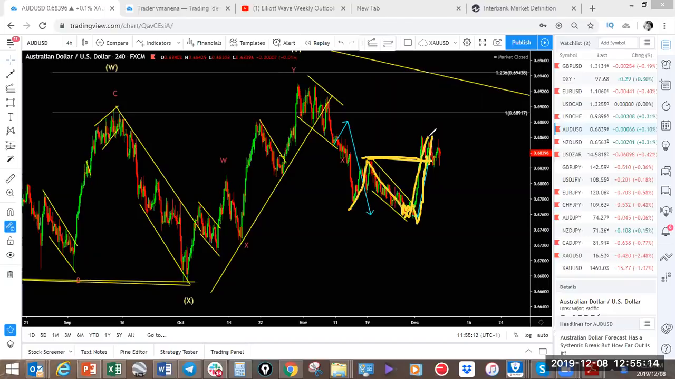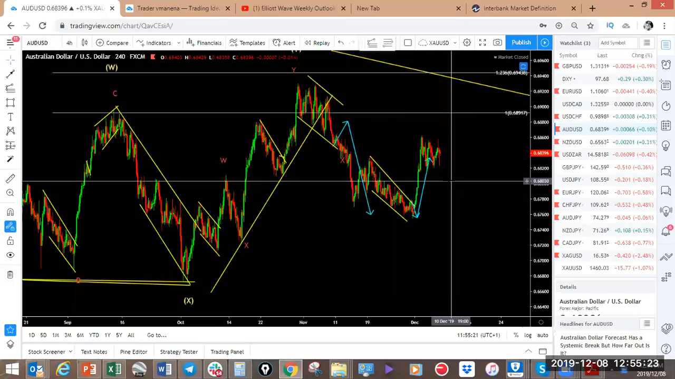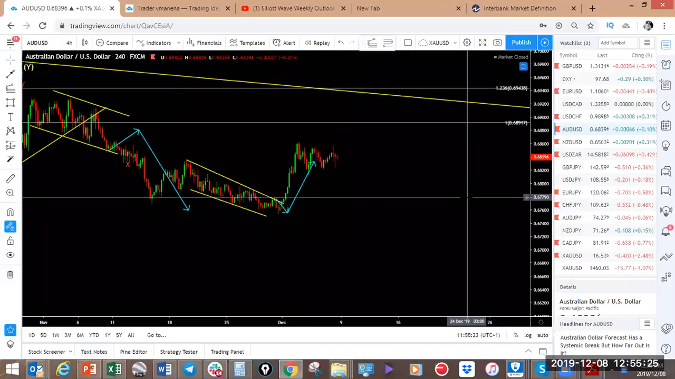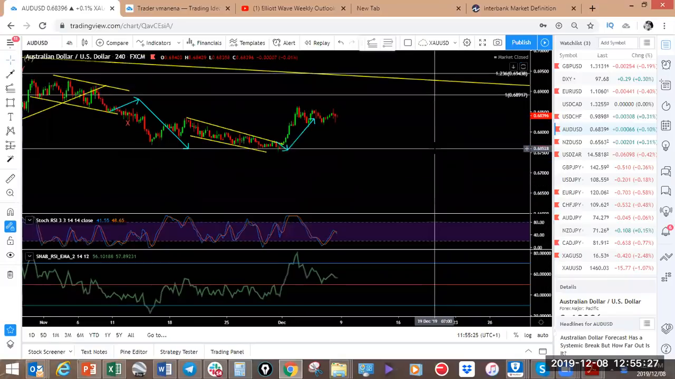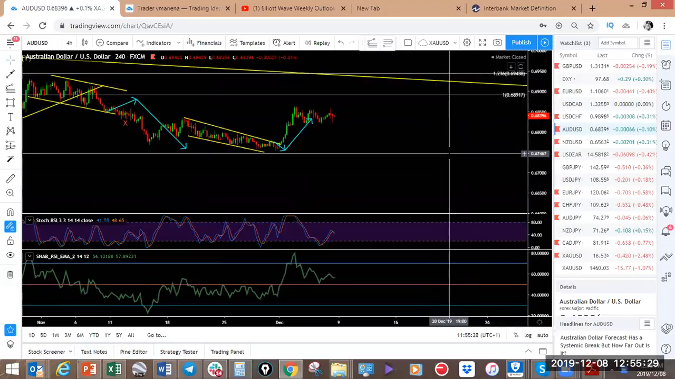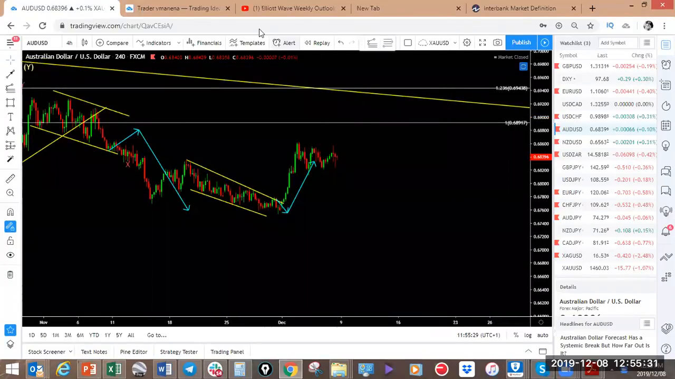The expanding flat has already played out. Are we going to get a move to the downside? Now we just need to see what is happening here. Is this a move to the downside, or is this a corrective structure? At this stage, it is not clear what it is. Let's just see here. We're still looking upside. We're not going down as yet. So this is going to be a corrective structure.